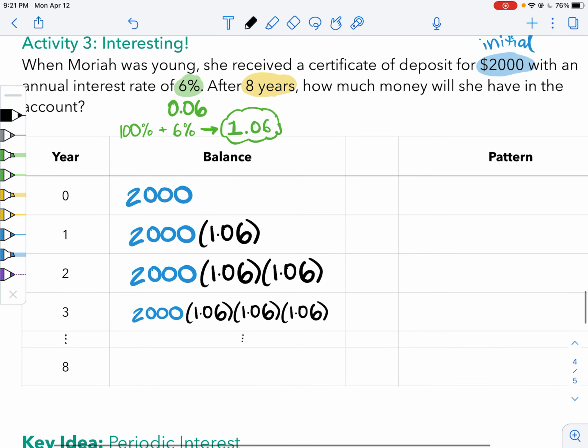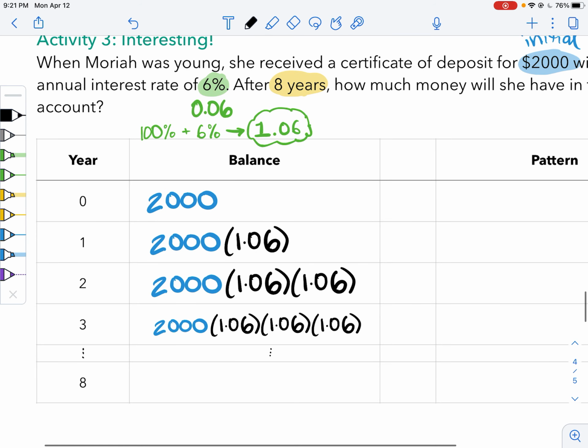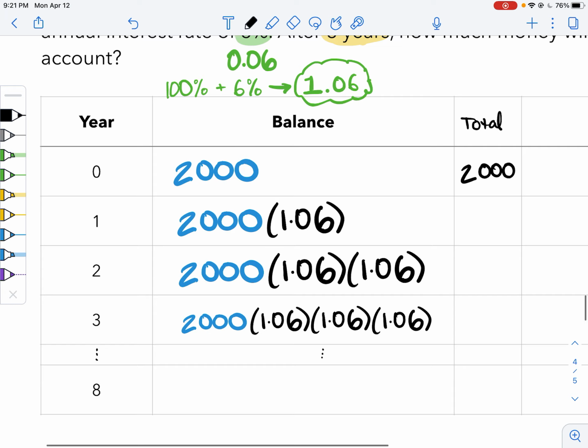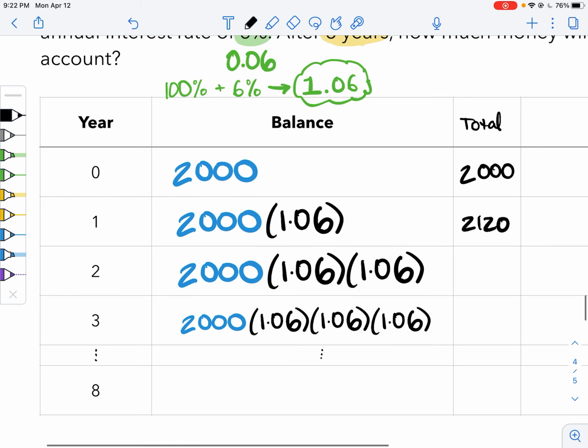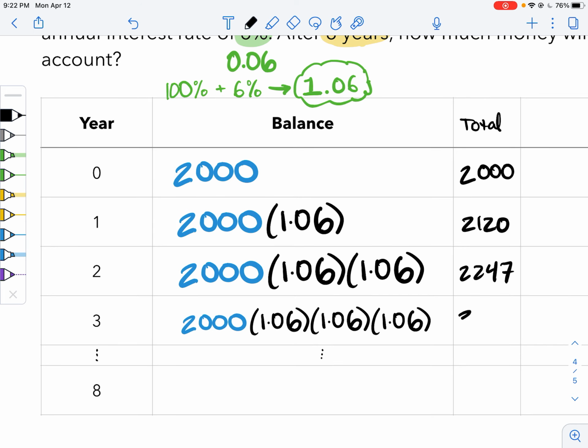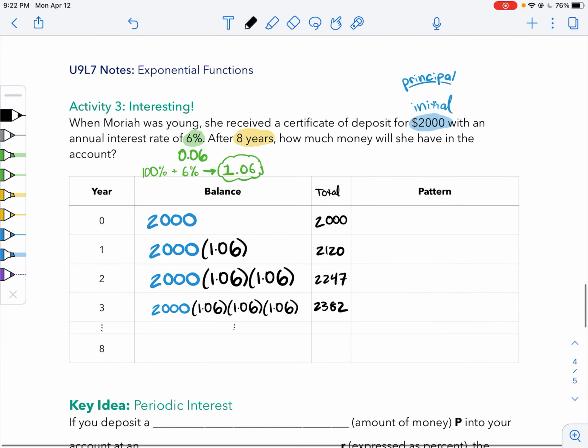Oh, I didn't write the year. No, that's not the year. That's the amount. So that's the total. It was 2,000. Next year, she had 2120. The year after that, she had a long number because it's got a decimal. I'm going to round it up to 2247. And then the next year, she had 2382. Okay. So what is the pattern here?